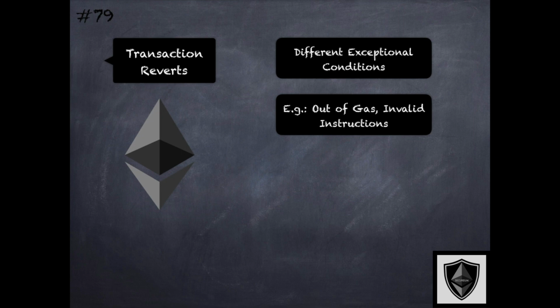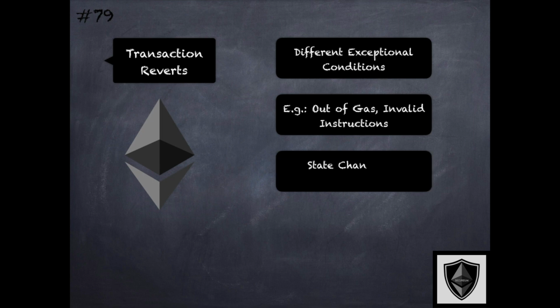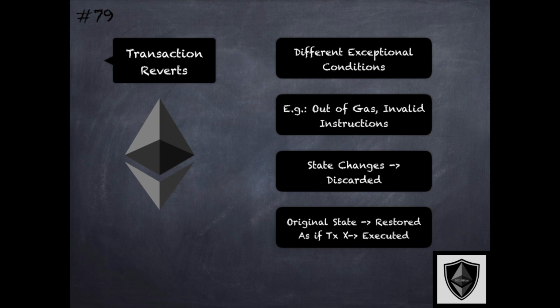So when the transaction gets reverted, all the state changes made in the context of the EVM so far, from all the previous instructions in the contract, are discarded. And the original state, before the transaction started executing, is restored. It is as if the transaction never executed from the perspective of the EVM state. So this is something very fundamental that needs to be kept in mind when we are looking at transactions, when we are analyzing smart contracts and so on.